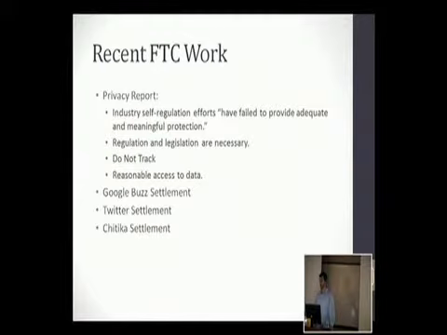I'm trying to think if there's a better thing off the top of my head. Now, if you Google any of these company names and FTC, you're going to see news articles about it. When these settlements come out, they usually hit the front page of the New York Times.